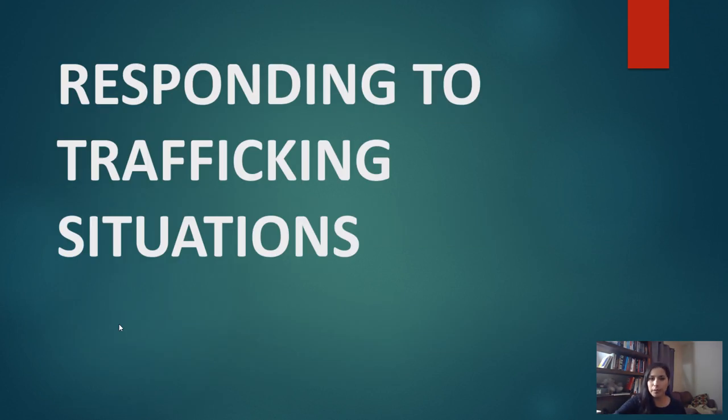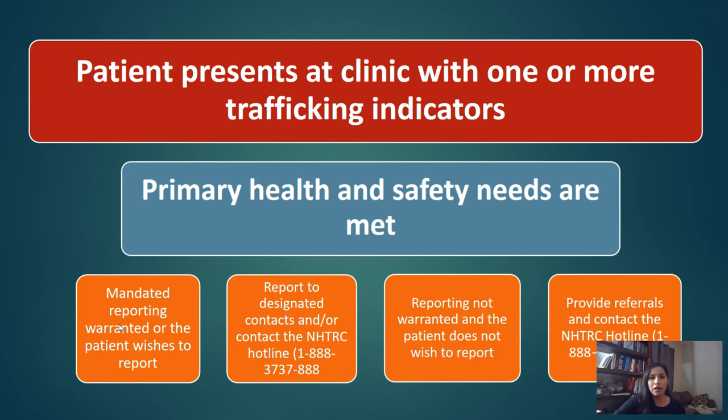Responding to trafficking situations. Our primary goal, if we have a patient that presents with one or more trafficking indicators, is to ensure that the primary health and safety needs are met. There may be other things to consider, such as mandatory reporting. We may need to contact the NHTRC for further resources. The patient may not wish to report, so we may have to discuss with the patient what we are mandated to report. But we can also provide referrals to the NHTRC.